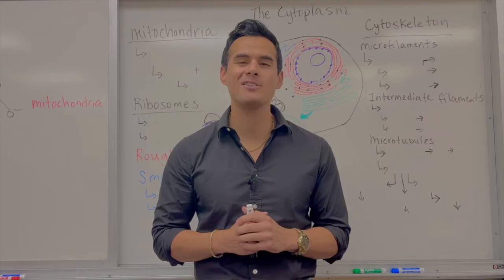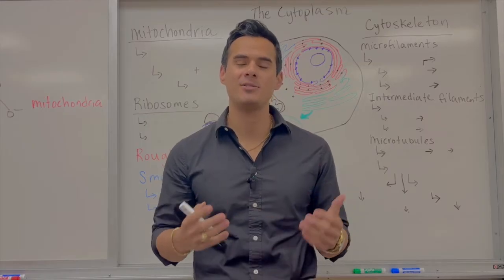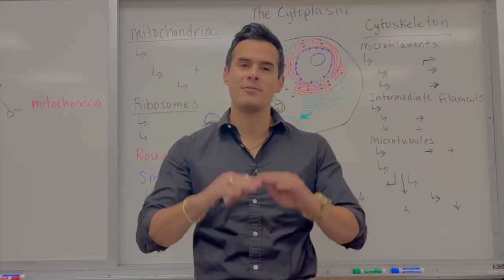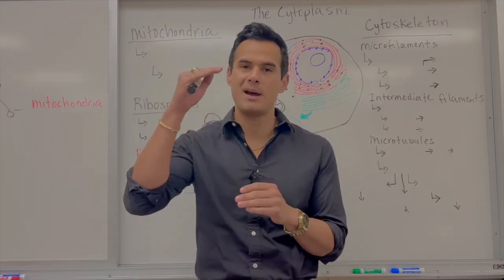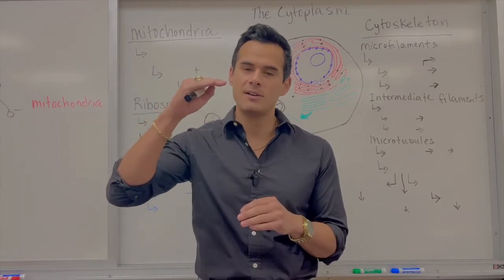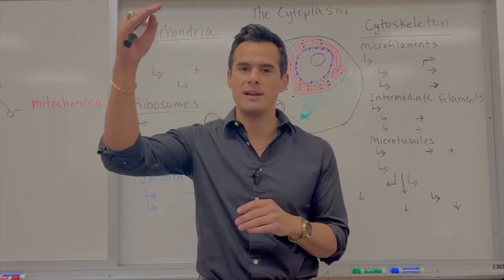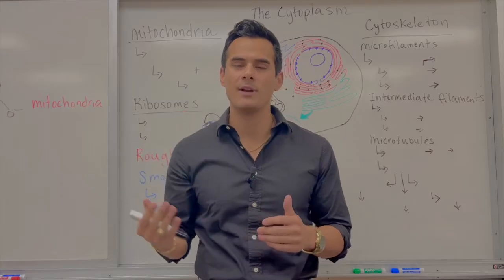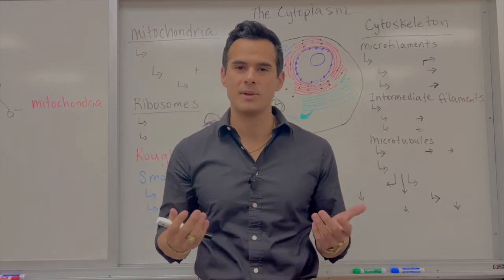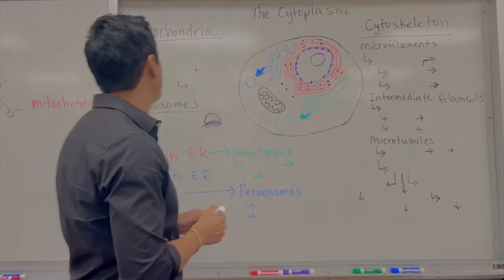The cell is the smallest unit of life, and within the cell is the cytoplasm. So you have the phospholipid bilayer, or the plasma membrane, which is functioning as that boundary to separate the intracellular components compared to the extracellular components. And what we're going to discuss are the different organelles that are found within the cytoplasm. So let's first start off with the mitochondria.